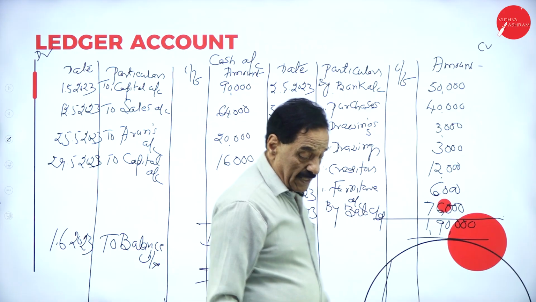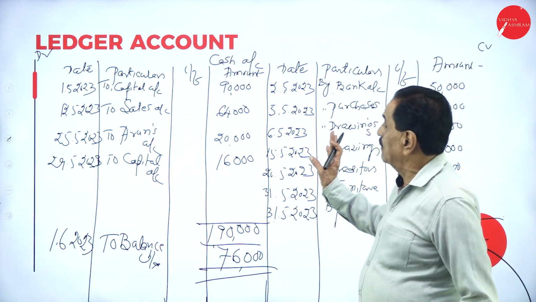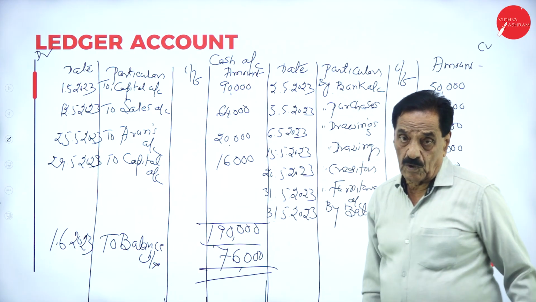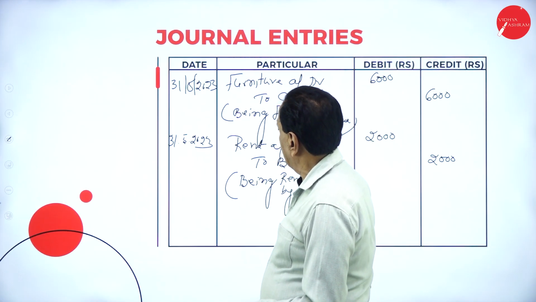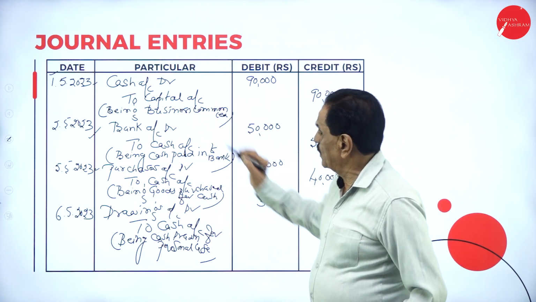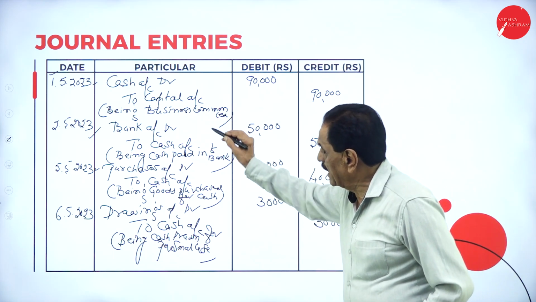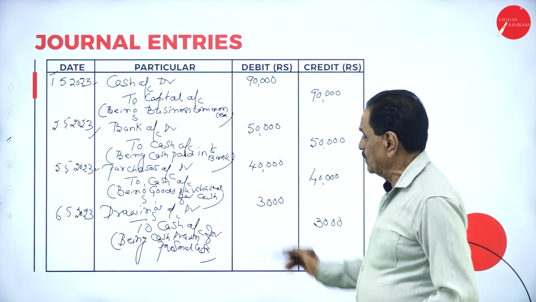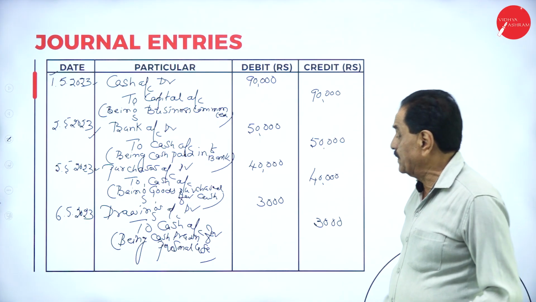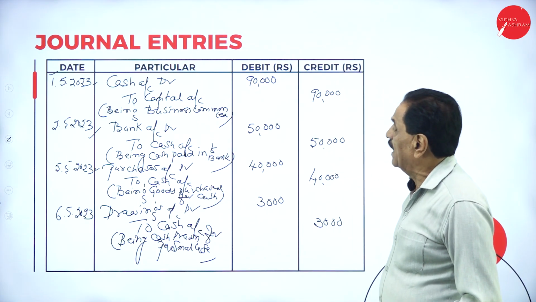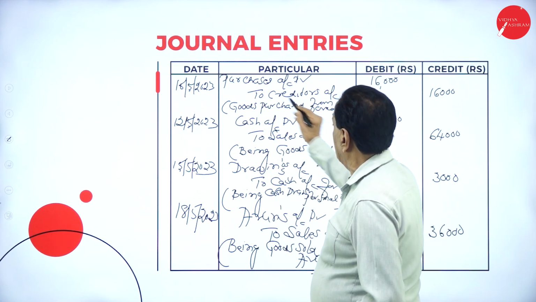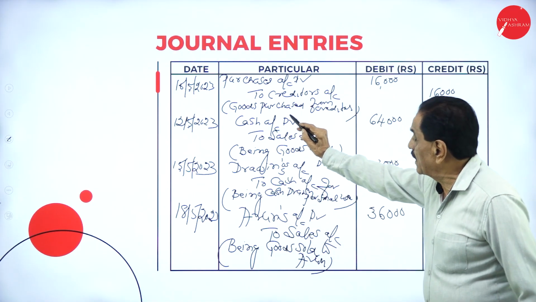We have passed the journal entries and prepared the ledger account of cash. Debit what comes in, cash. So we are receiving cash. We have passed the entries. First one, when you receive capital, cash account debit to capital. Paid into bank, bank account debit to cash account. Purchase goods for cash, purchase account debit to cash account. Anything drawn for personal use, drawings account debit to cash account. 10th, purchase goods from creditor, purchase account debit to creditor account.